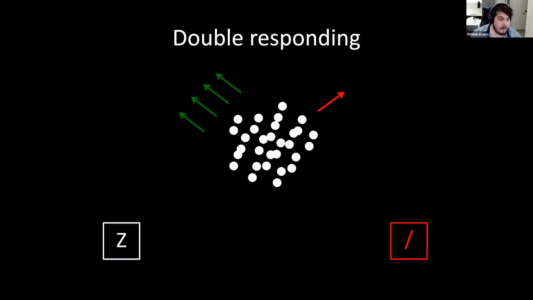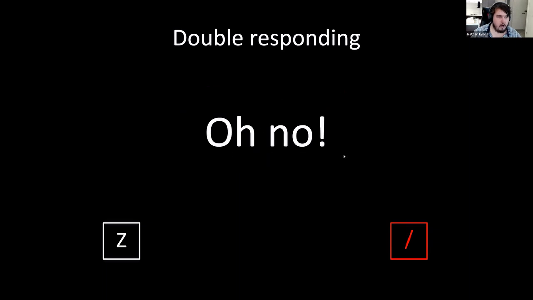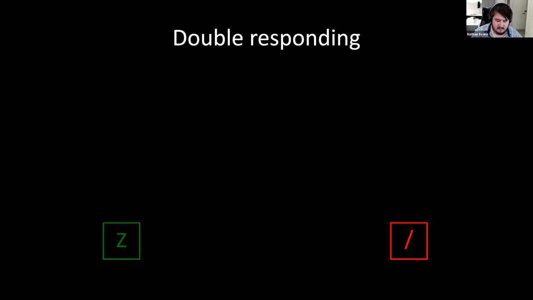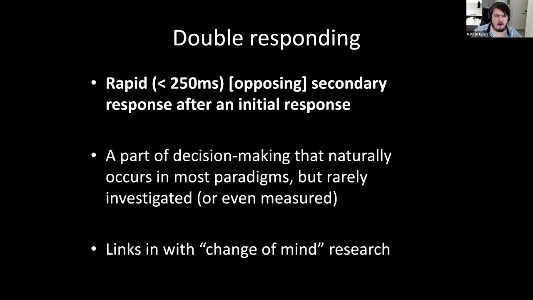But then directly after your response, you see, oh, wait, there actually seems to be a lot of motion going leftwards. And so you go, oh no, I've made the wrong decision. This is terrible. And then you quickly hit the Z key directly after you've hit the slash key, right? This is something that I referred to as double responding. It's also been called error correcting responses. There's some old work by Rabbit on it. And they're just secondary responses that you make after the original response.